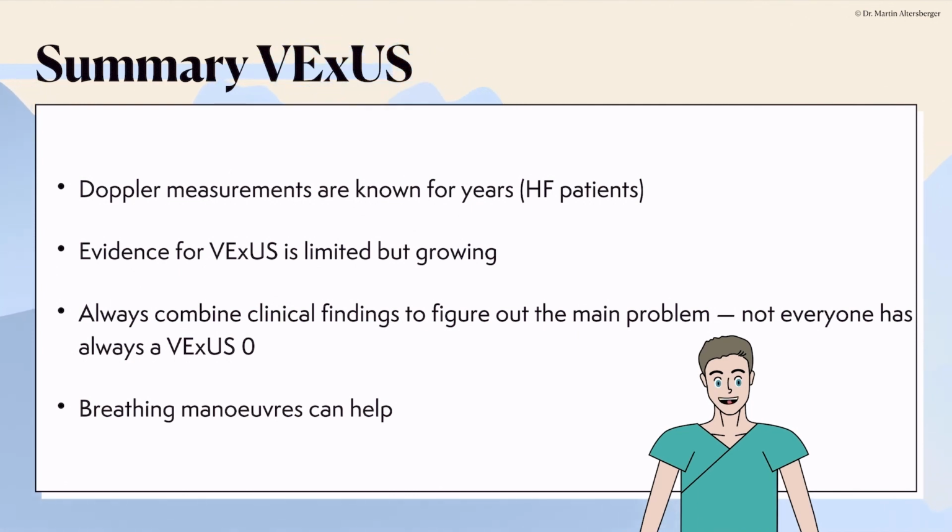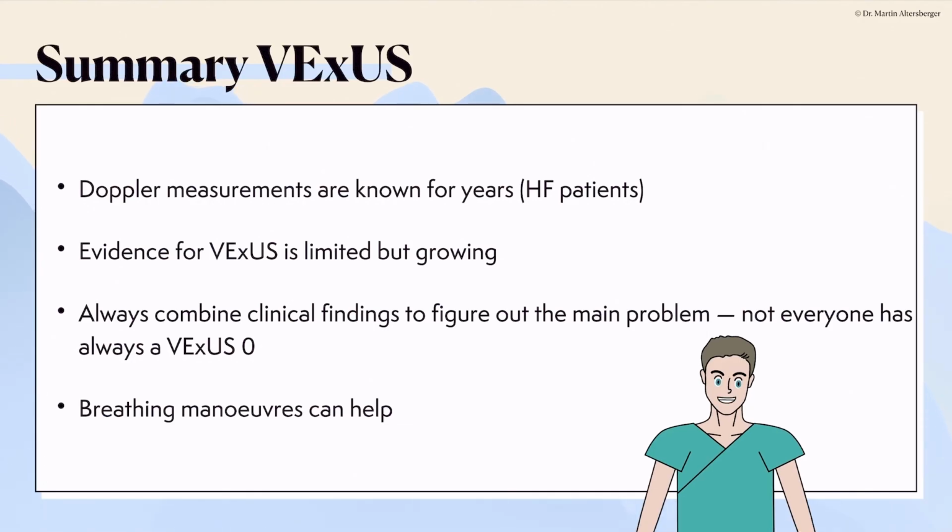And keep in mind, not every patient has to have a VExUS grade 0. So sometimes a patient, a heart failure patient for example, can be a little bit congested, but not having severe problems because of the mild congestion.